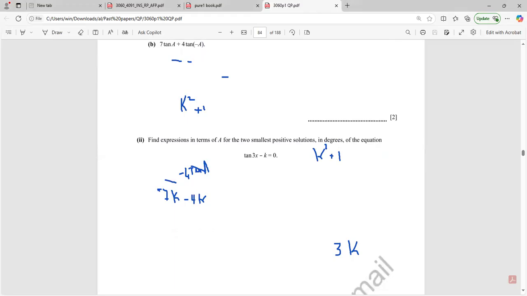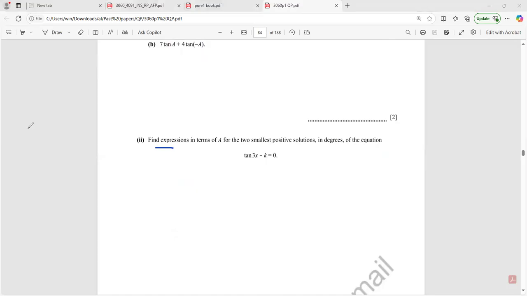And here, he asks you to find an expression in terms of A, for the smallest positive solution in degrees of the equation. So here we're going to solve it. So tan 3x minus K equals 0. So tan 3x will equal K, and actually he told you that K equals tan A because he needed it in terms of A. In the first part, he needed it in terms of K. Now in terms of A.